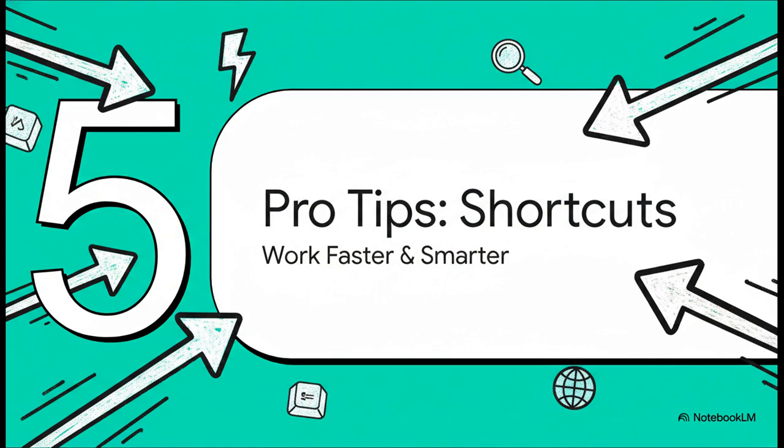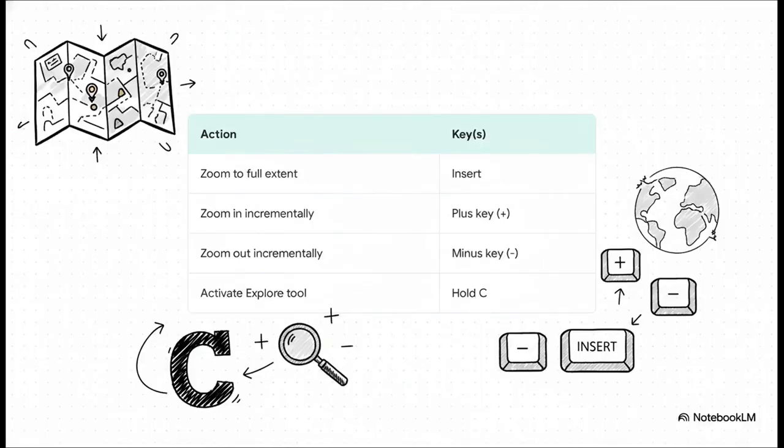Whew. Okay, enough with the theory. Let's learn how to work faster and smarter. I'm going to show you a few of my favorite must-know shortcuts that will seriously speed up your workflow. First up, map navigation. You're going to be zooming and panning around all the time, so these are worth memorizing. The plus and minus keys for zooming are great, but my personal favorite, holding down the C key. It temporarily switches you to the Explore tool, so you can pan around without having to switch tools on the ribbon. It's a huge time saver.